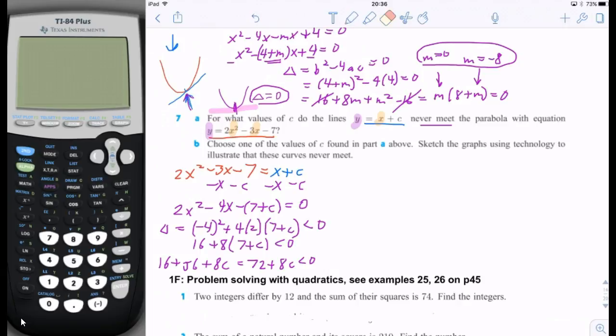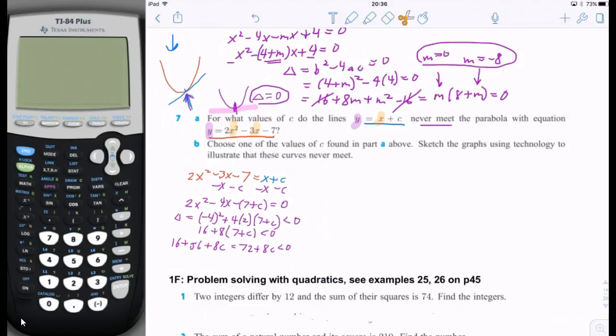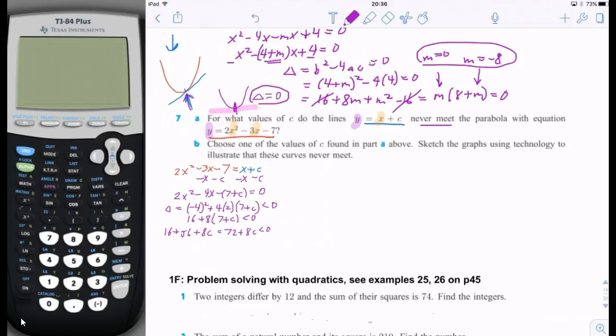I'm going to save some space here. Okay. And so I'm going to have 72 plus 8c less than 0. I'm going to subtract 72 from both sides. And so I'm going to get 8c is less than negative 72. And then I'm going to divide both sides by 8, and I'll get c is less than negative 9. Okay? So those are the values of c, which means the line will never meet the parabola.